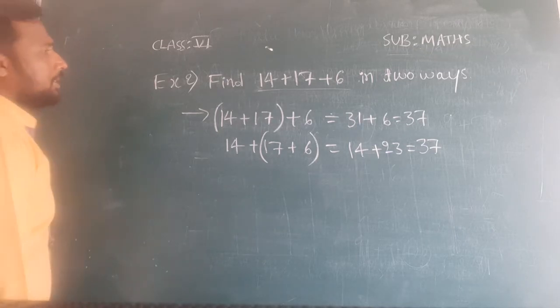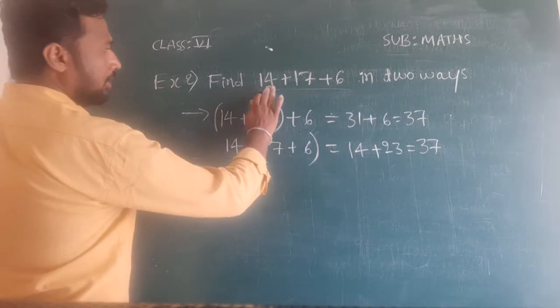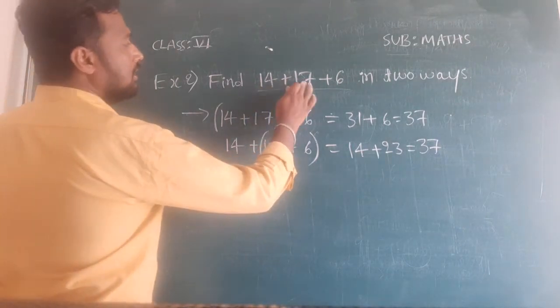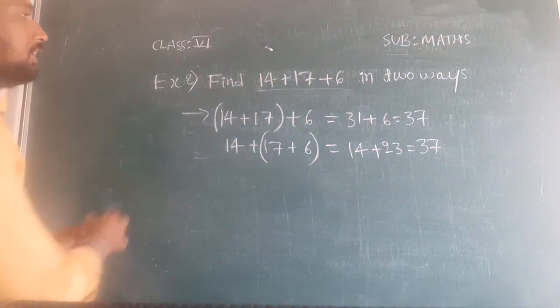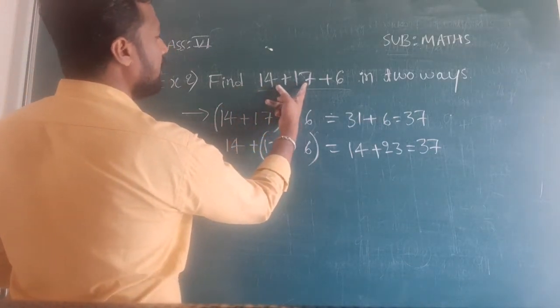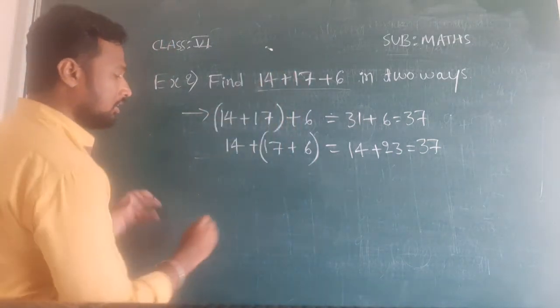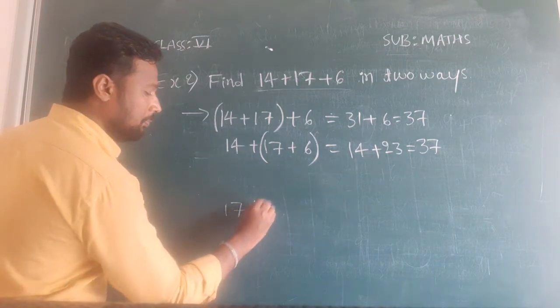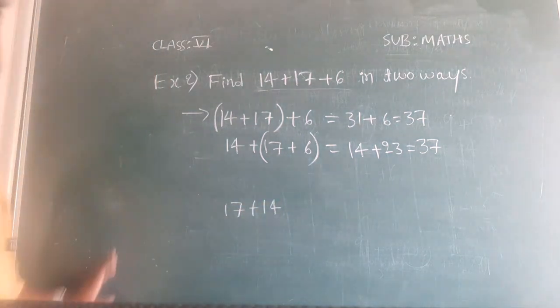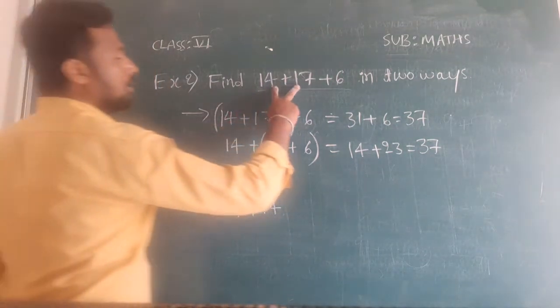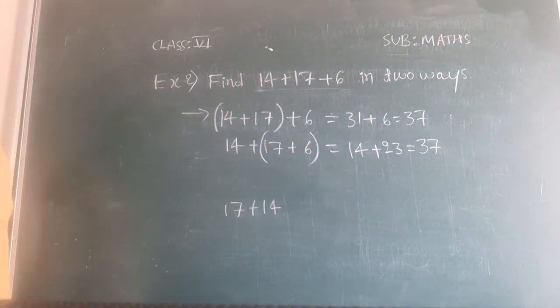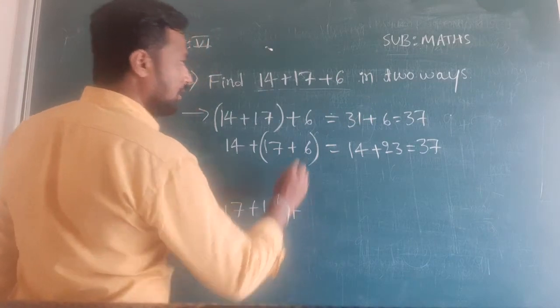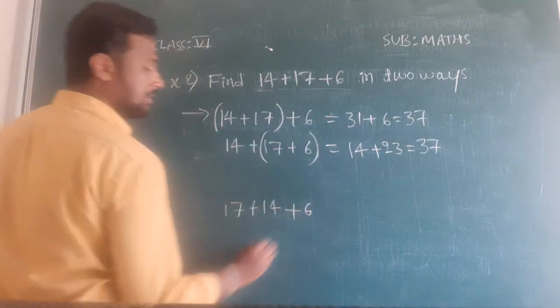If you apply commutative property, we know that 14 plus 17 is equal to 17 plus 14. You can interchange these two values, 14 and 17. So that is how you can write 17 plus 14, because 14 plus 17 is equal to 17 plus 14. That is according to commutative property. So 17 plus 14, next the remaining value is 6.